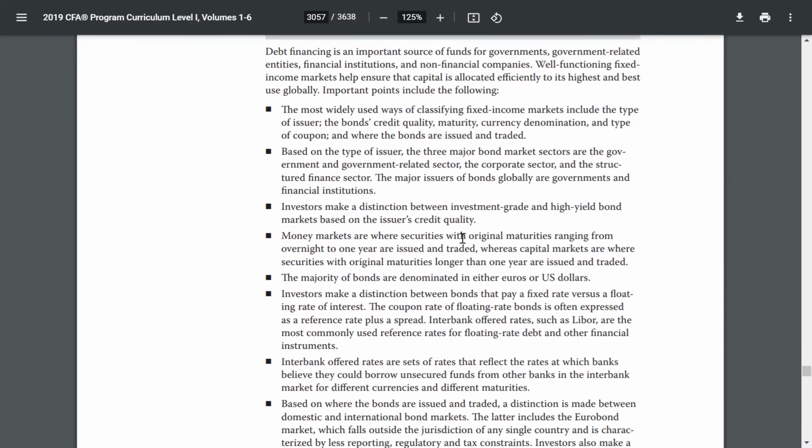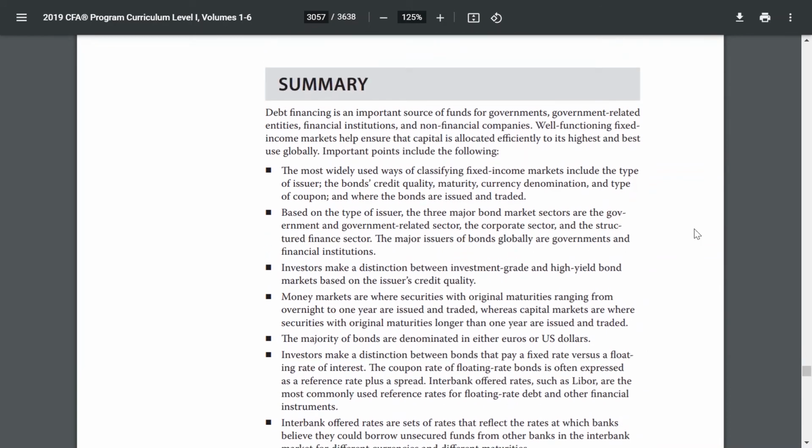Okay, summary. Debt financing is an important source of funds for governments, government-related entities, financial institutions, and non-financial companies. Well-functioning fixed income markets help ensure that capital is allocated efficiently to its highest and best use globally. Important points include the following. The most widely used ways to classify fixed income markets include the type of issuer, the bond's credit quality, maturity, currency denomination, the type of coupon, and where the bonds are issued and traded.